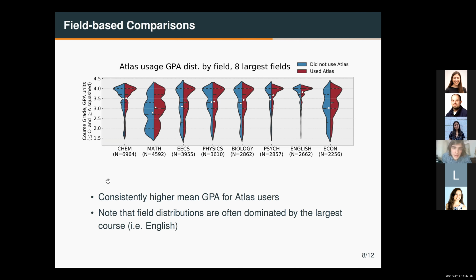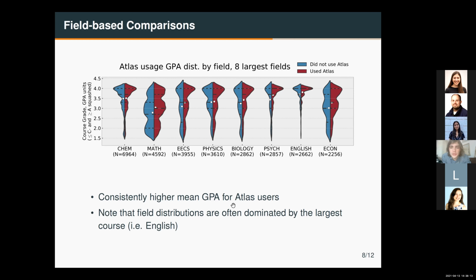For each of these violin plots, each one is a field. We grouped together all the courses in this field that were 100 through 300 level courses. The blue plot is the people that didn't use Atlas, and the red is the people that did use Atlas. In some fields it's not a significant difference. In some, like math, the distribution is heavily skewed towards the higher grades for people using Atlas and the lower for people not using Atlas. This is a nice way of visualizing that with higher statistics than single courses, just combining across categories.